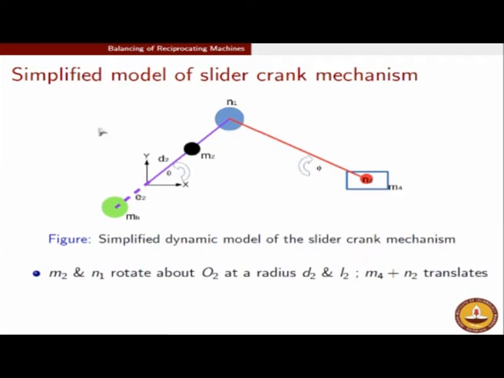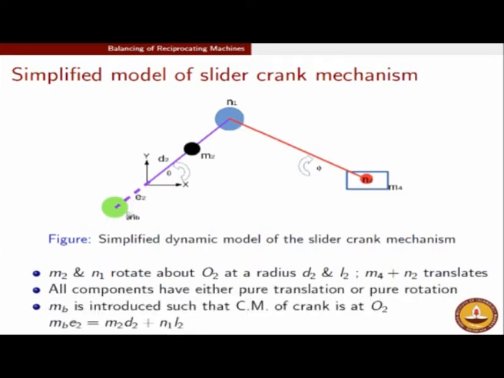So the mass N1 is rotating and mass N2 is reciprocating. Now it is very easy to balance the masses M2 and N1. You will note that with rotary balancing we have already accomplished this: if there are two unbalances along the same line, one at D2 and one at R, then you can mitigate this unbalance by simply keeping a counter mass MB in the other direction, such that MB times E2 should be equal to M2 times D2 plus N1 times L2. This distance is L2.